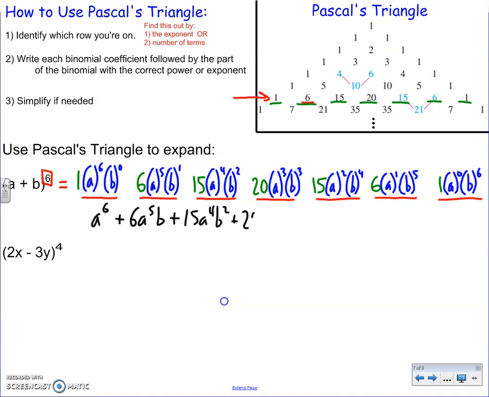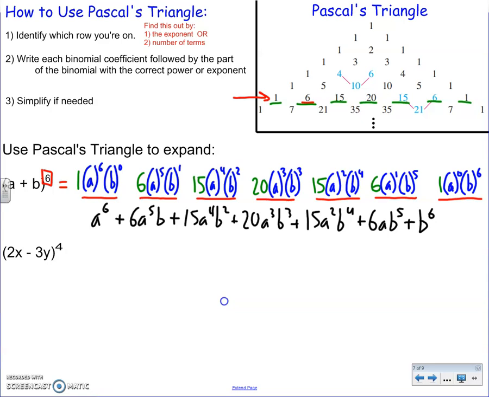Then positive 20 a^3 b^3. Then also positive, because no signs, 15a^2 b^4. Then positive 6 a^1 b^5. Then positive 1 b^6. And that's the answer. Now that's the easy case, so let's do a real problem.